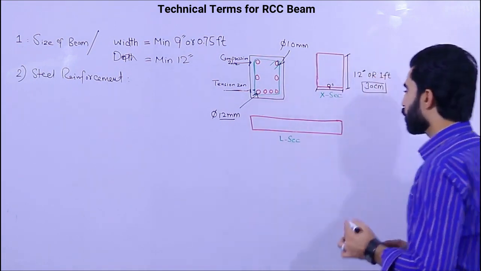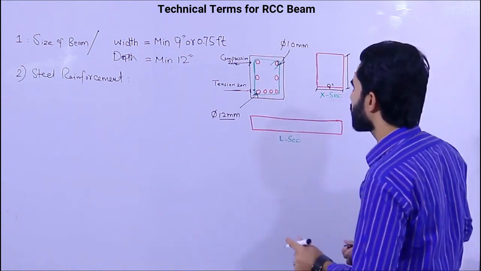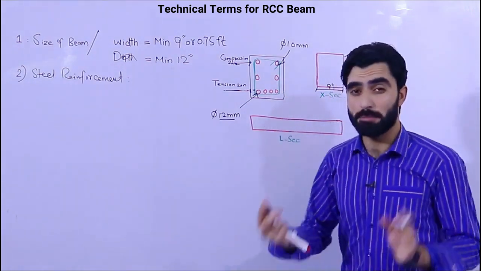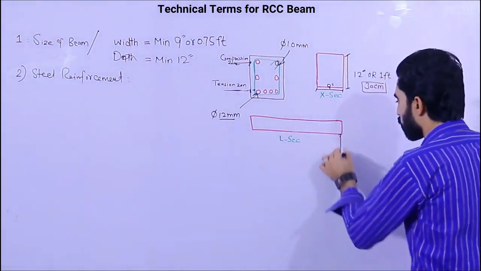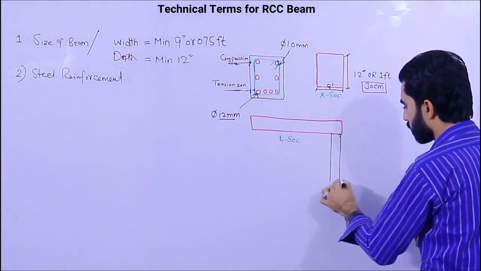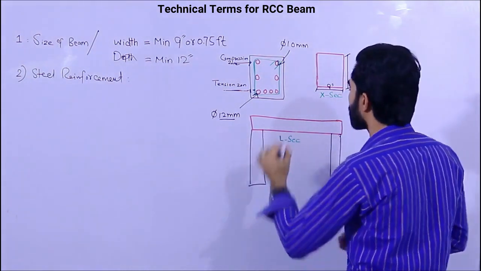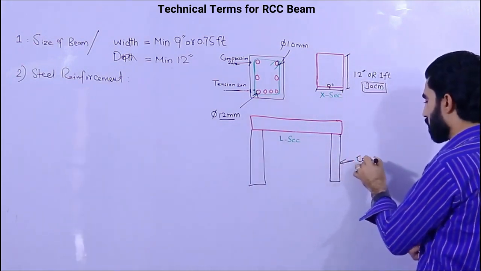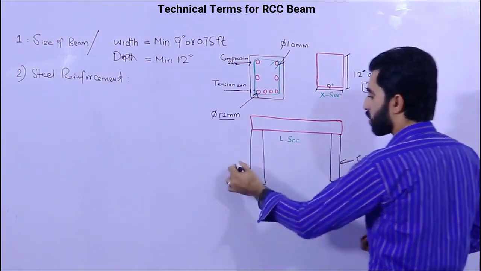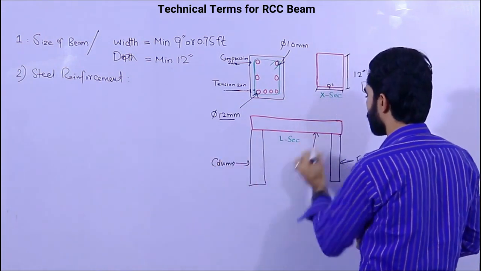Now guys, here is one other thing. Remember, the longitudinal bars, as you can see, these are longitudinal bars. It's important to resist shear stresses. Okay. So here, guys, you can see this is one column and this is another column. These are supports, so these are columns. This is also a column. As you can see, this is the beam.